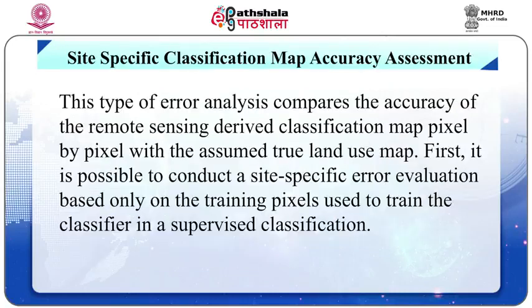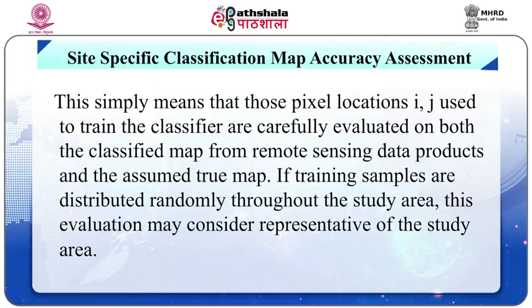Now, site-specific classification map accuracy assessment. This type of error analysis compares the accuracy of the remote sensing derived classification map pixel by pixel with the assumed true land use map. First, it is possible to conduct a site-specific error evaluation based on the training pixels used to train the classifier in a supervised classification. This simply means that those pixel locations i, j used to train the classifier are carefully evaluated on both the classified map from remote sensing data products and the assumed true map.